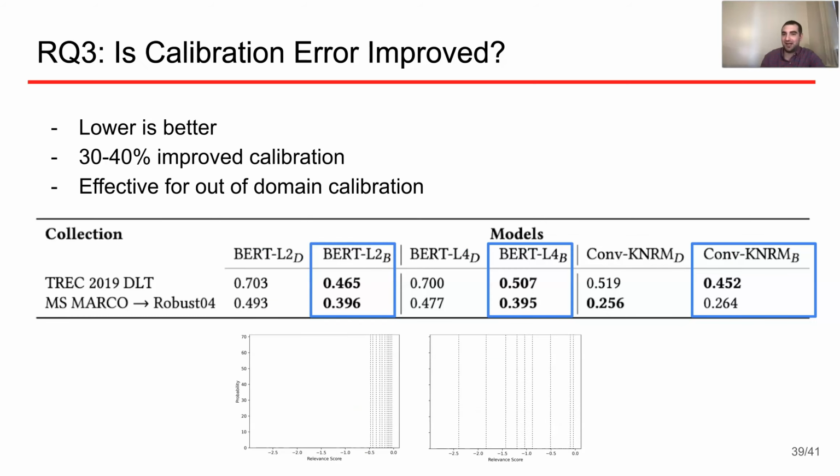Lastly, we were able to ask the question, is calibration error improved? And in this case, lower is better, so 0 is perfect, and 1 is the worst possible calibration you can have. And we see about 30 to 40% improved calibration. But again, what's really interesting is that this Bayesian perspective of uncertainty is robust enough to handle this out-of-distribution collection. So with these things in mind, we've shown that this uncertainty is expressive, is useful, and improves calibration.